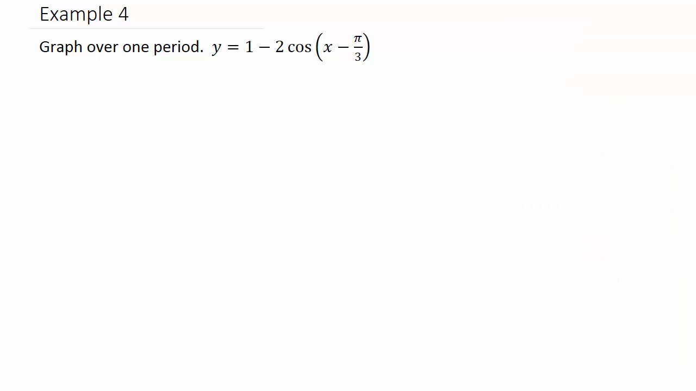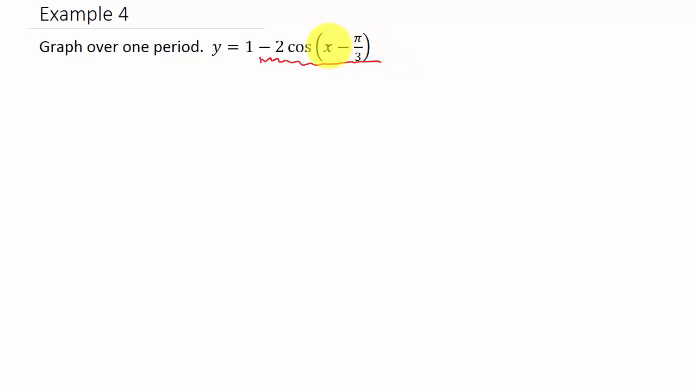Alright, so now let's take a look at this one. This is our last one. So I've got 1 minus 2 cosine x minus pi over 3. Alright, so in this problem, notice we have something out here. We have this 1, this plus 1 here. Well, right now, don't even worry about it. Just look at the negative 2 cosine of x minus pi over 3. That's all we're going to worry about right now. Okay? We're not even going to worry about the 1 right now.